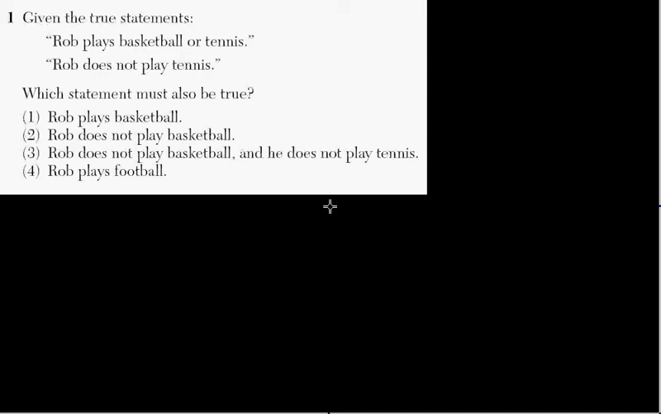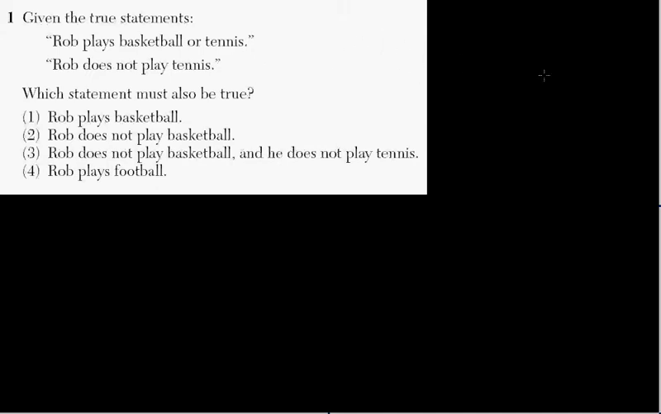The 2009 New York Regents Math exam here. This is question number 1 in the January 2009 Regents exam. It says, given the true statements, Statement 1, Rob plays basketball or tennis. Statement 2, Rob does not play tennis. Which of the statements must also be true? And they give you 4 choices.